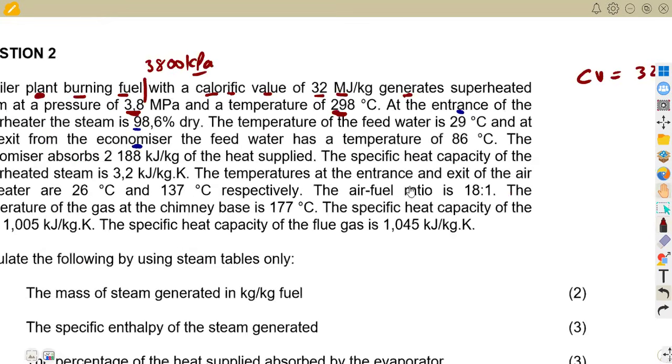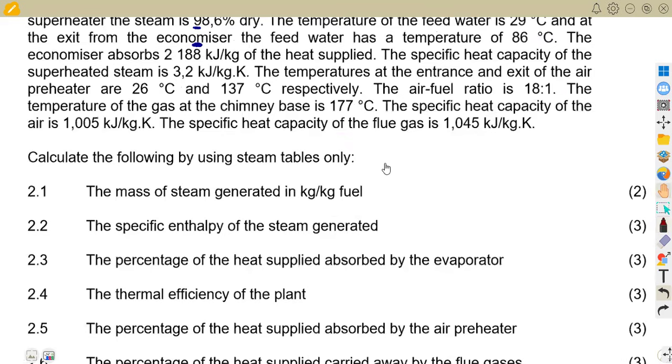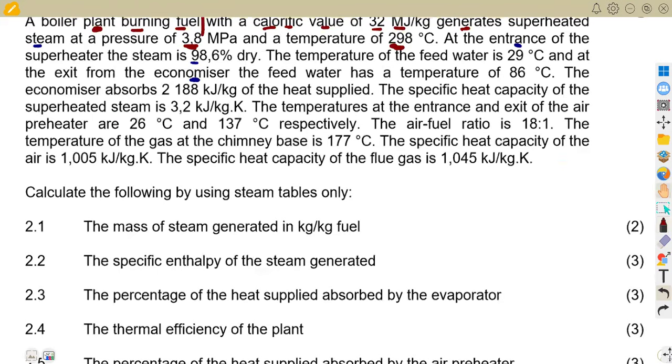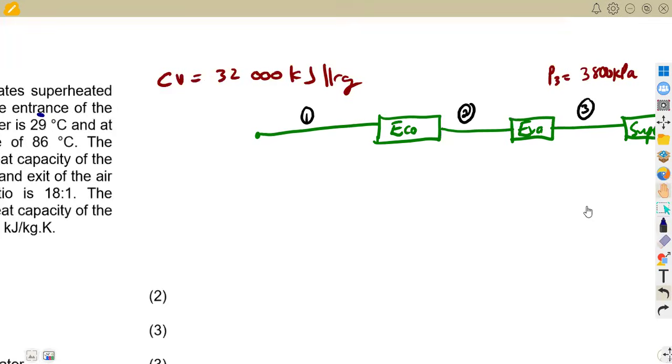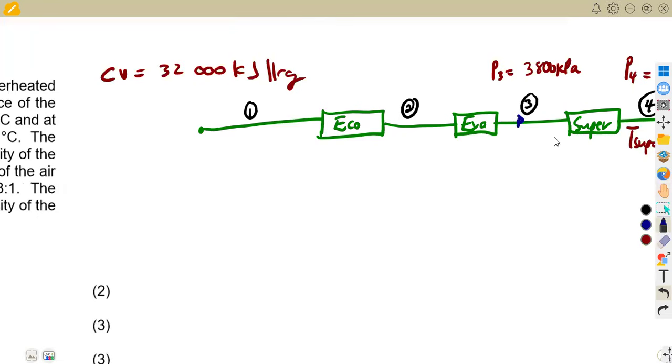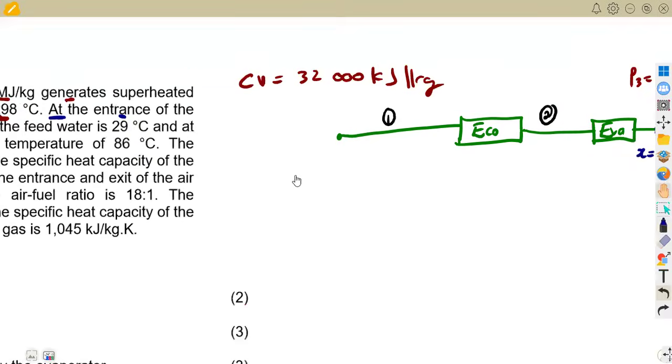Then let us consider again what we are given here. They are telling us that at the entrance of the superheater, the steam is 98.6% dry, meaning at the exit of the evaporator, which is the entry of the superheater, we've got the dryness fraction of 98.6%. So that will be 0.986 as a decimal, which is your dryness fraction.